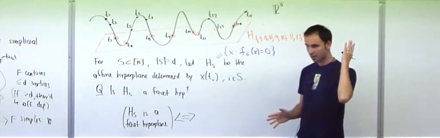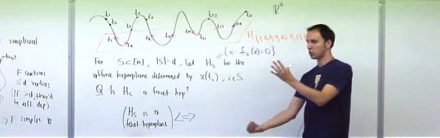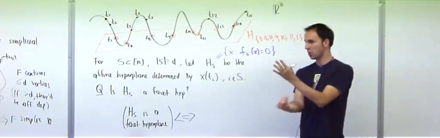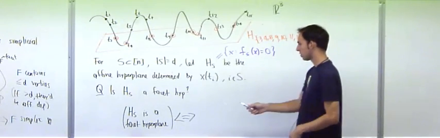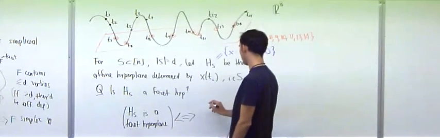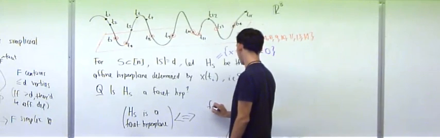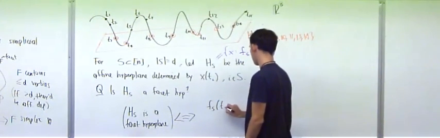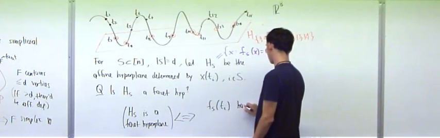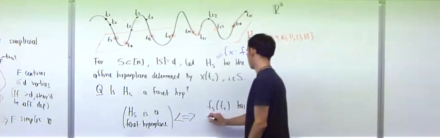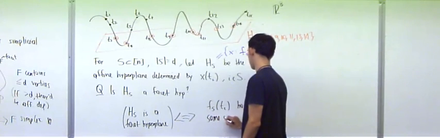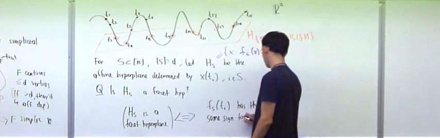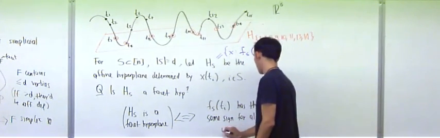Whereas if I had a hyperplane and I had vertices of the polytope on both sides, then this could not be a facet. And so H sub S is a facet hyperplane if and only if the function F sub S of t_i has the same sign for all i not in S.